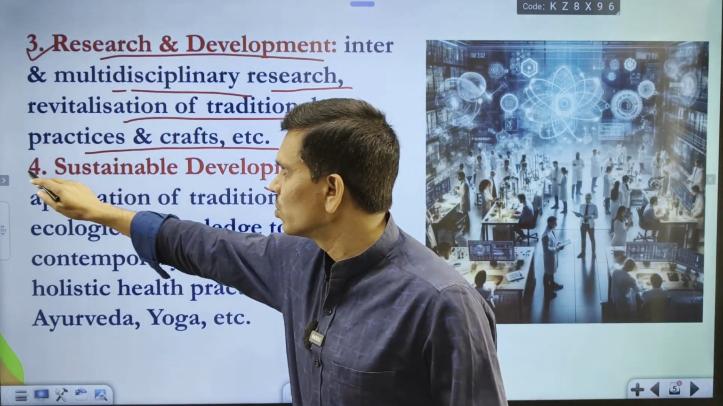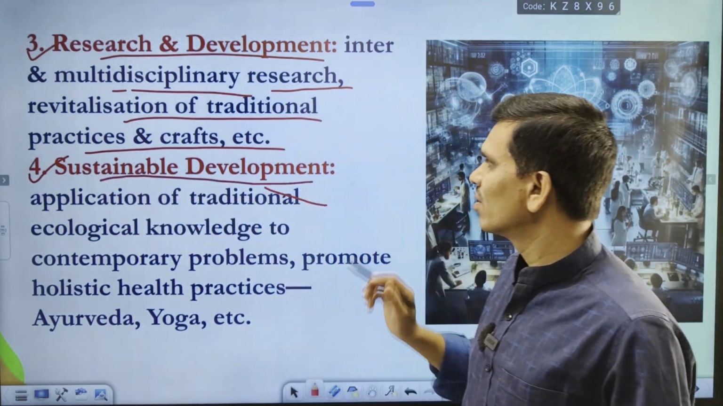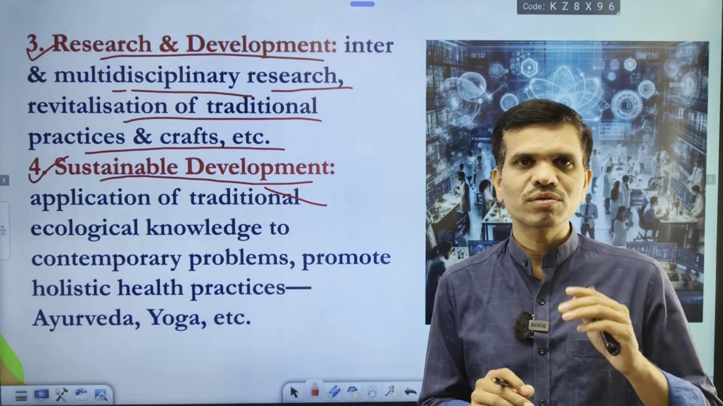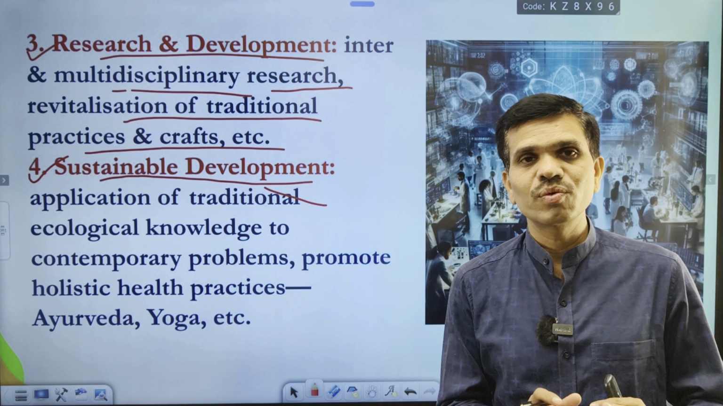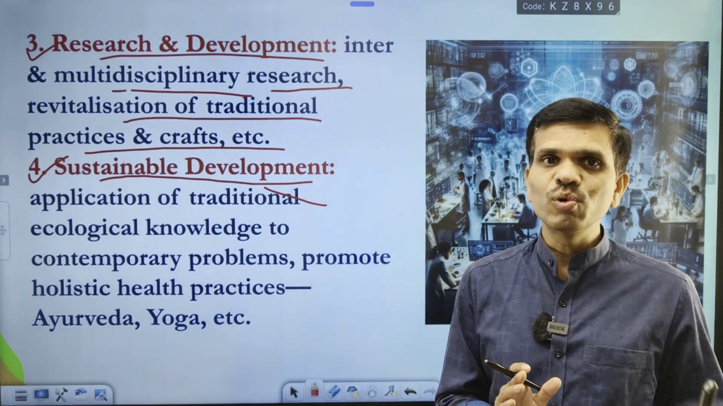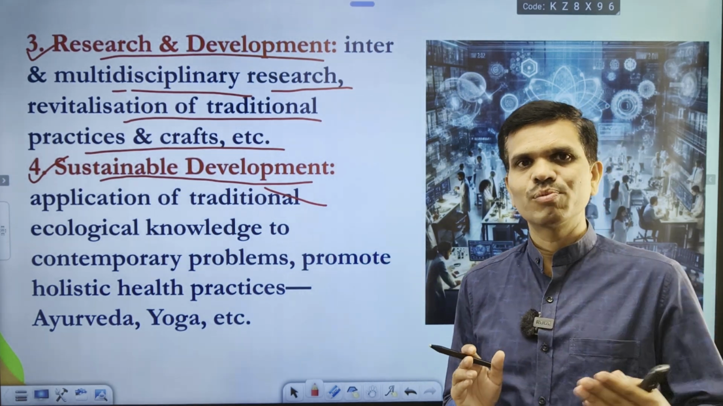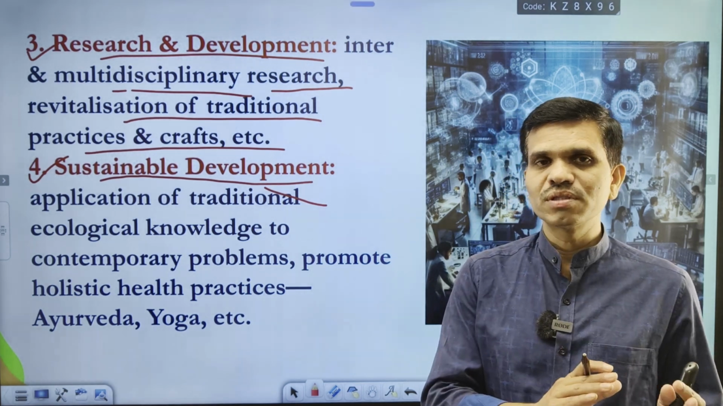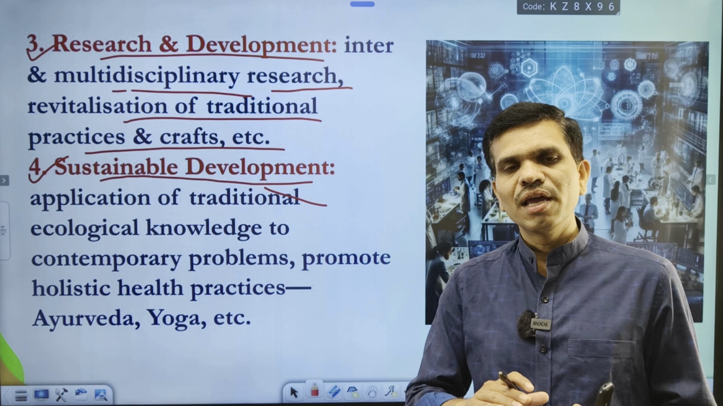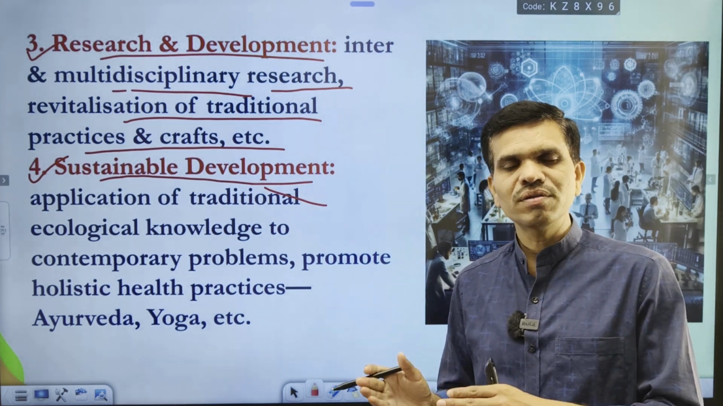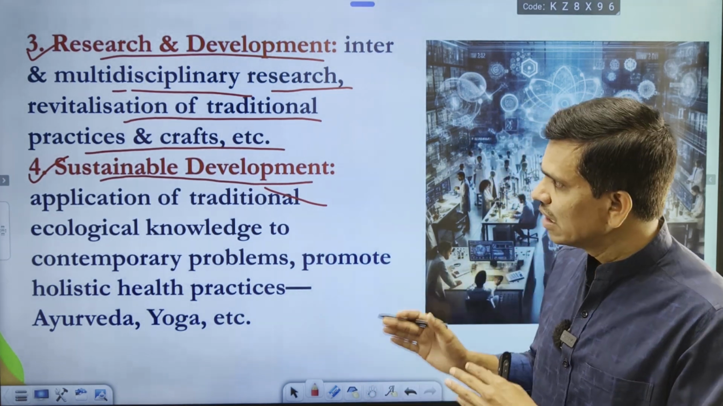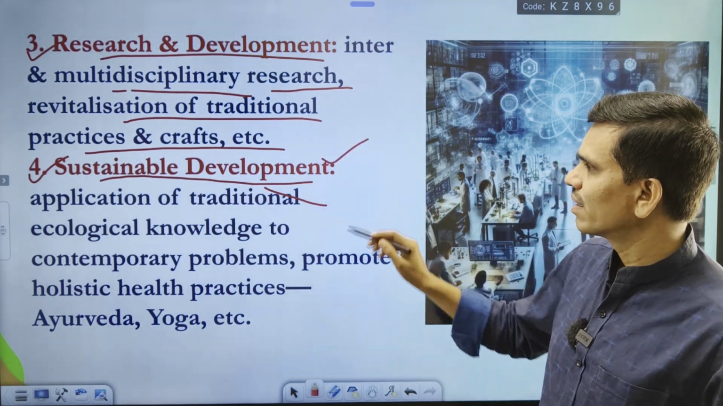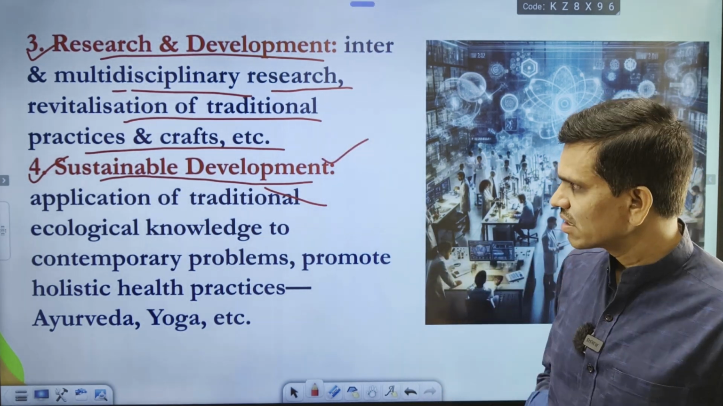The fourth objective here is sustainable development. Sustainable development is very important nowadays, because we are surrounded by different types of pollution: water pollution, air pollution, sound pollution. These have a very bad impact on the environment. So it is our responsibility that there should be sustainable development. And what can we do for sustainable development?